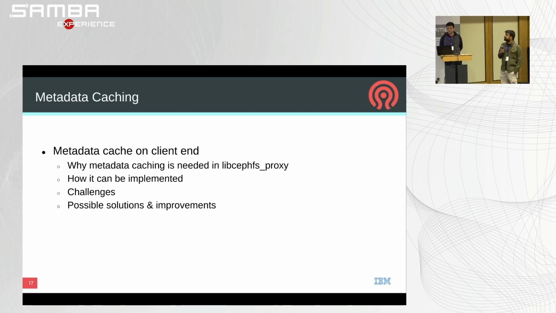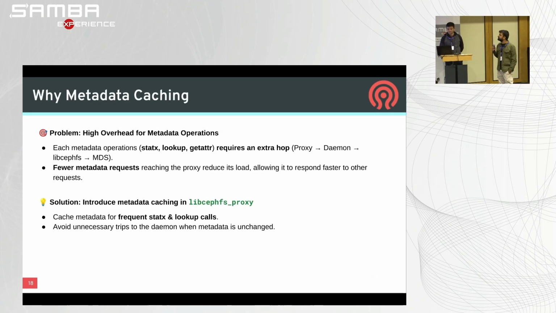But yeah, today one of the important features we are looking for in the proxy is to add metadata caching, like we already talked about, all the stat calls which the Samba server makes. So to overall, this is just what I'm talking about: why we need metadata caching, how it can be done, the challenges we have with the current approaches, and what we can do further in the future. So can you go to the next slide, please?